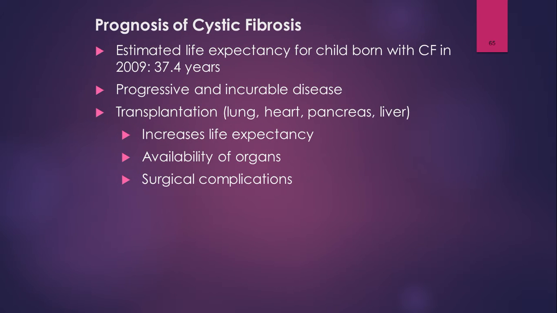The estimated life expectancy for a child born with cystic fibrosis in 2009 was 37.4 years. It is a progressive and incurable disease. Depending on availability of organs, they might undergo a transplant, and that would include the lung, heart, pancreas, and liver. That would increase the life expectancy, but there may be surgical complications.